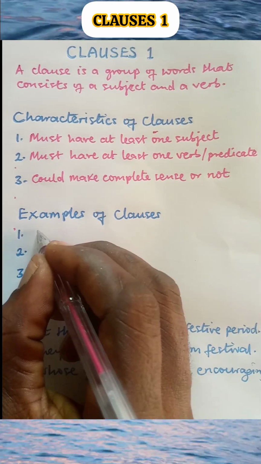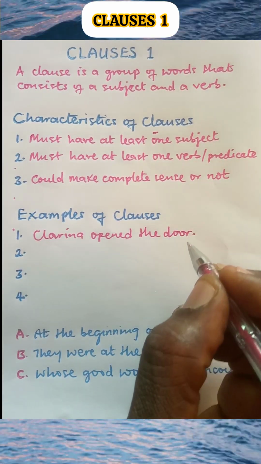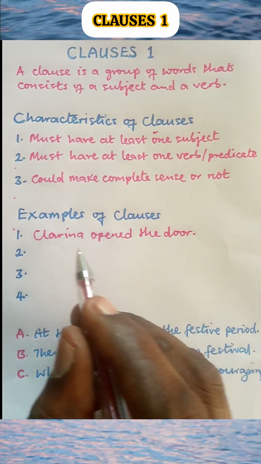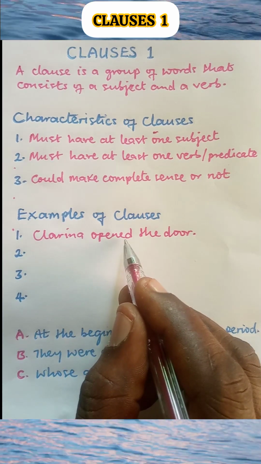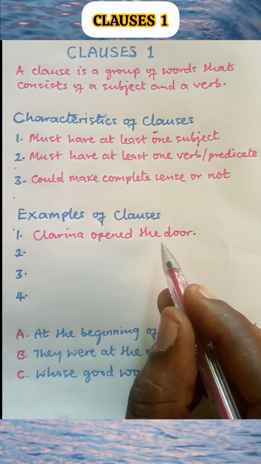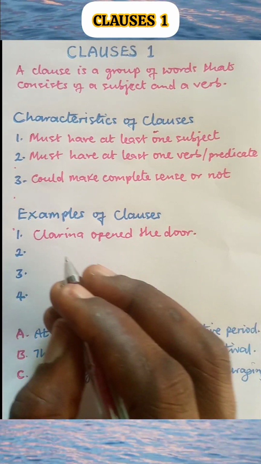Example 1. Clarina opened the door. Now, this group of words contains just one subject, which is Clarina, and a verb, which is opened. Also, the group of words makes sense. It is therefore one of the clauses that makes sense.